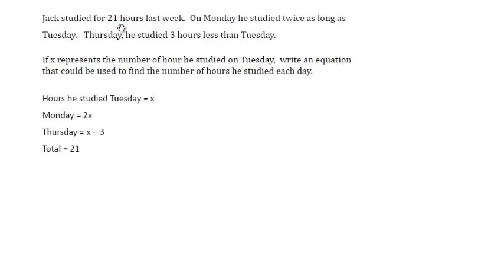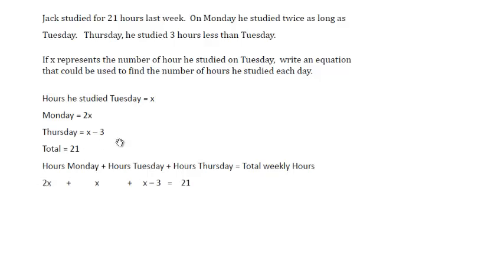The total was given as 21 hours. So the hours on Monday, the hours on Tuesday, and the hours on Thursday will represent this total number of hours he studied last week. So, Monday 2x, Tuesday x, Thursday x minus 3 has to total up to 21. So we add those numbers together. Combining the x's, 2x plus 1x is 3x, and 1 more is 4x. Subtract 3 equals 21.